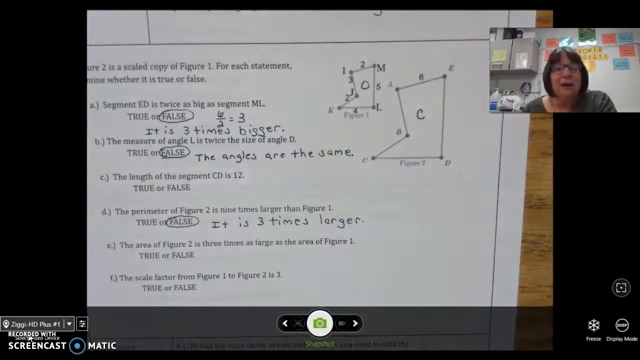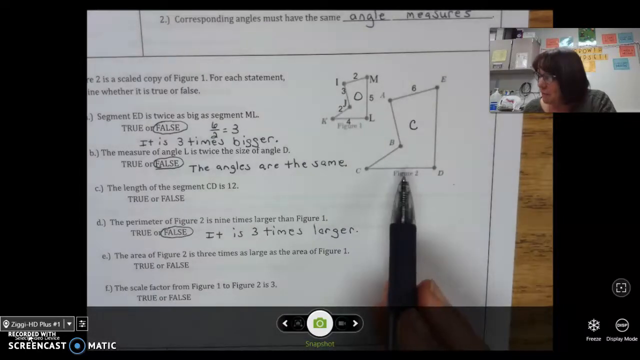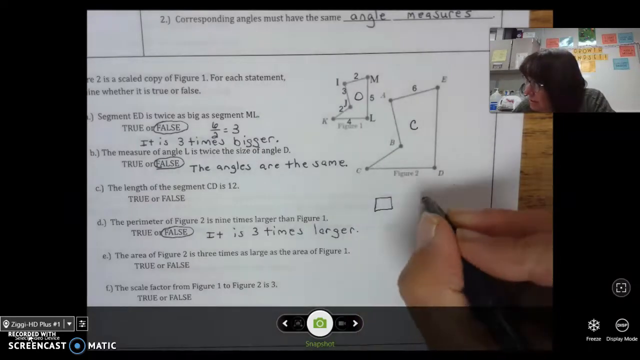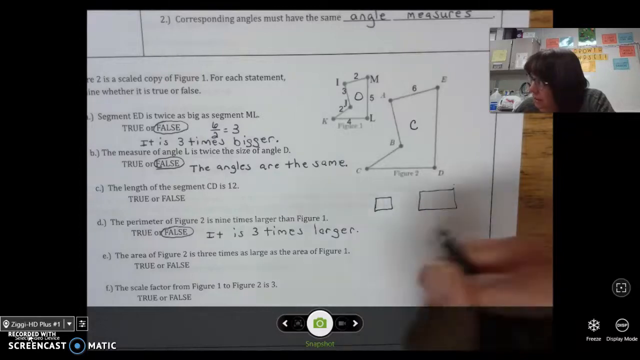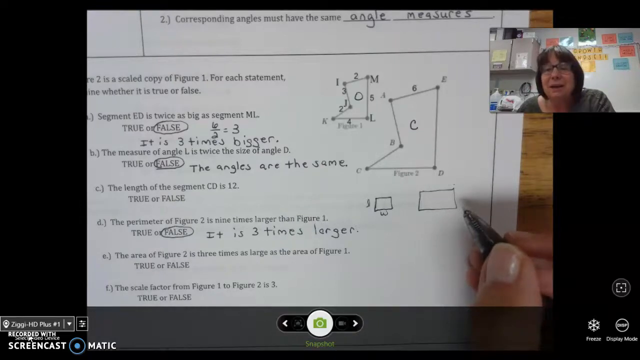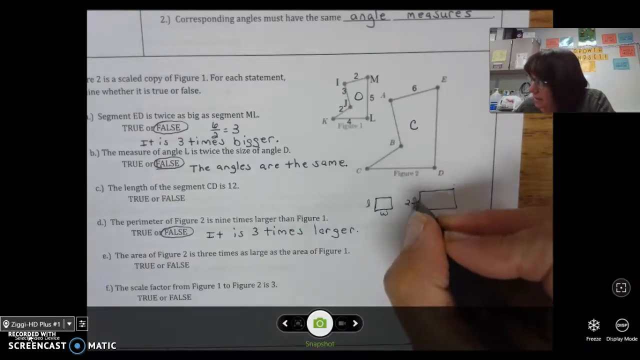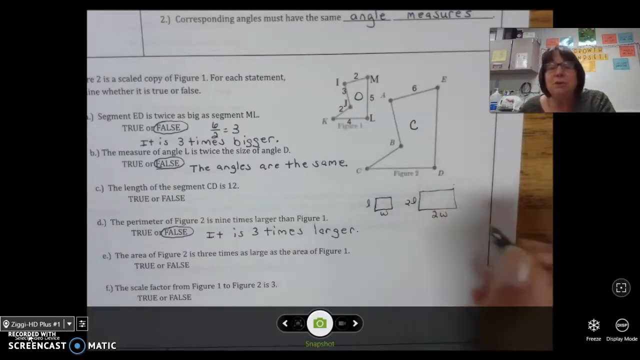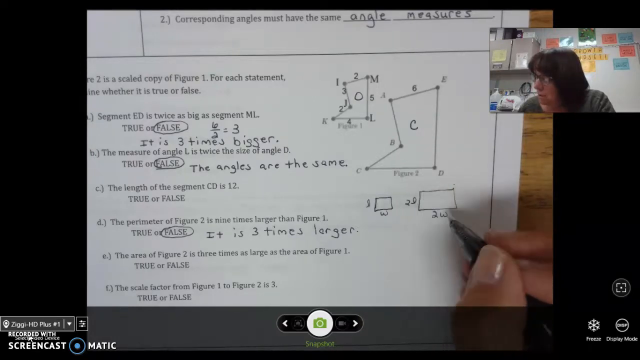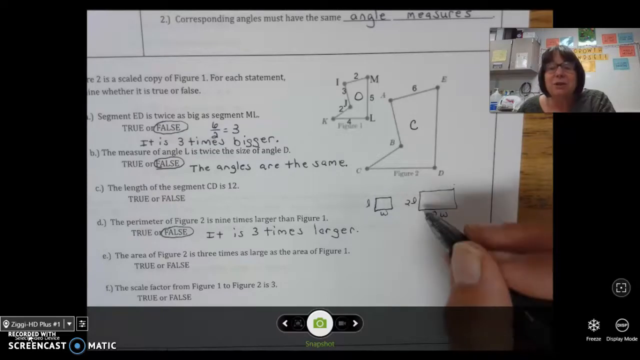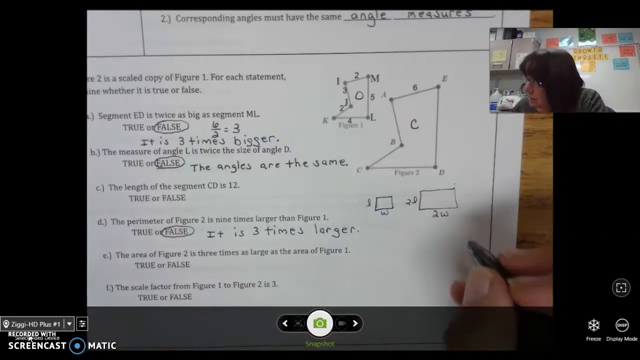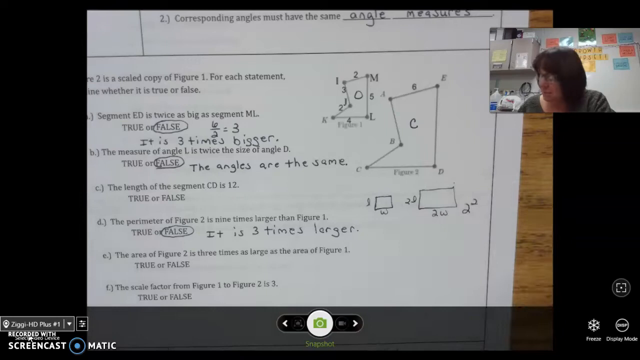And then the area is 3 times as large. Well, when we did rectangles, I don't know if I went over this enough, but you have length times width. Well, if this shape is twice as big, it would be 2 times the length. And if this is twice as wide, it would be 2 times the width. So now you're multiplying 2 times 2, and it would be 4 times as large. So the scale factor was 2, but the area would increase by 2 squared, or 4 times as much.